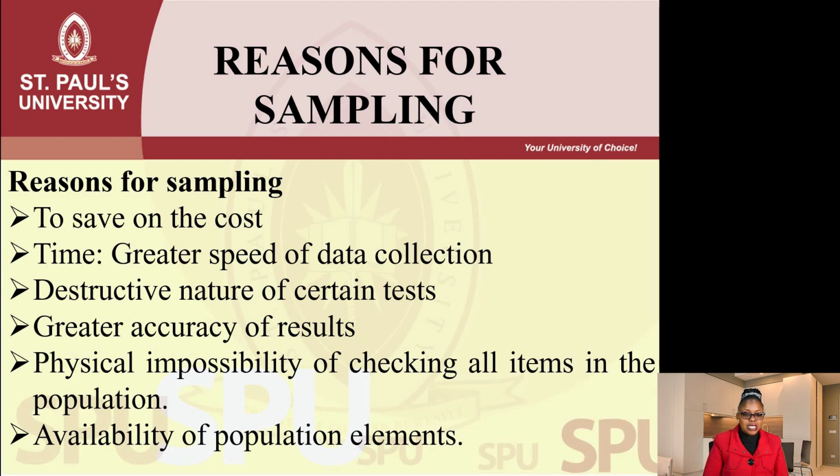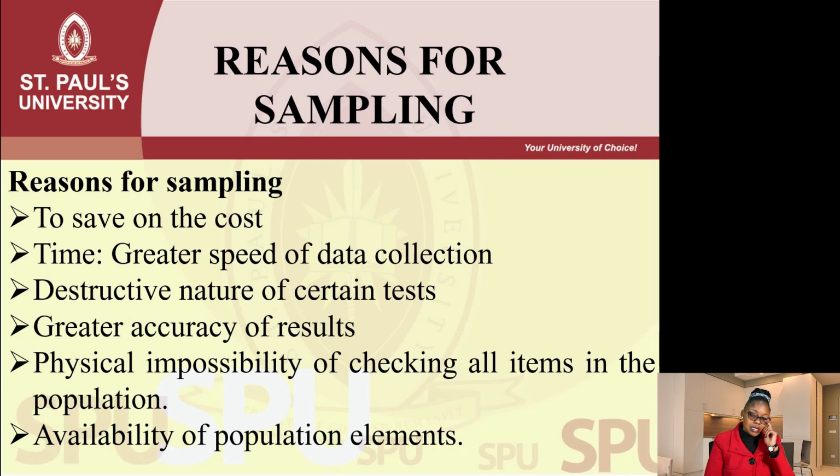Number two is greater speed in the data collection. It is easier, or rather you save on time, when you're dealing with a smaller number of people than with the whole population. For example, you could be collecting data in an organization that has, let's say, 300 employees. But when you decide to sample, let's say you're dealing with 100 or even 50, then you take a shorter time.